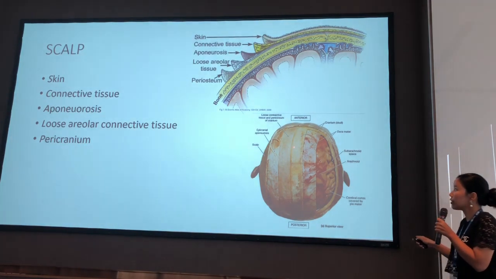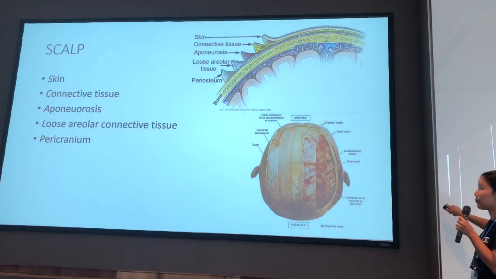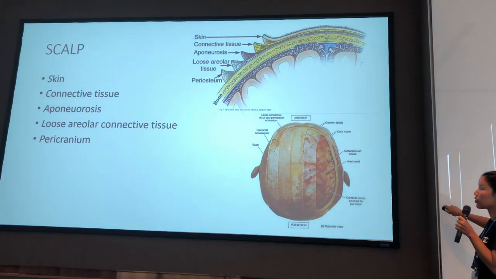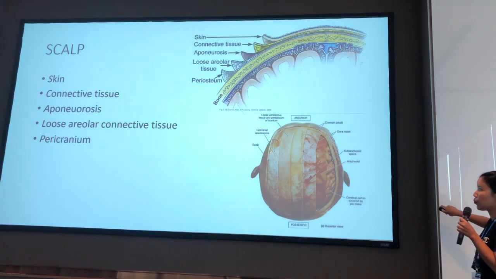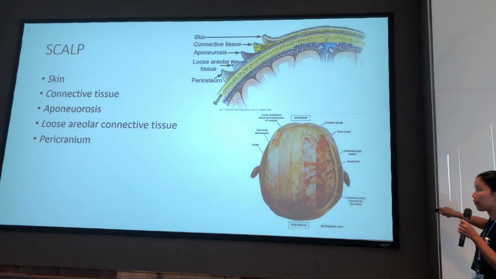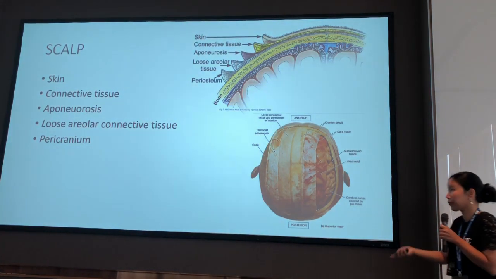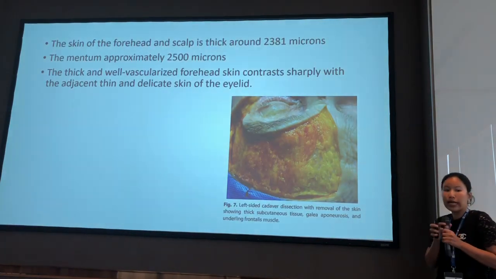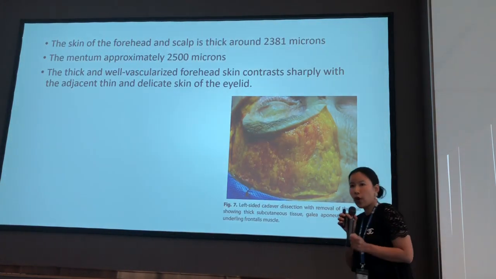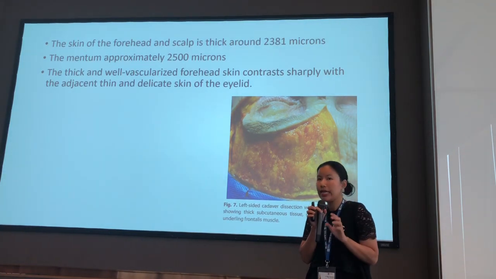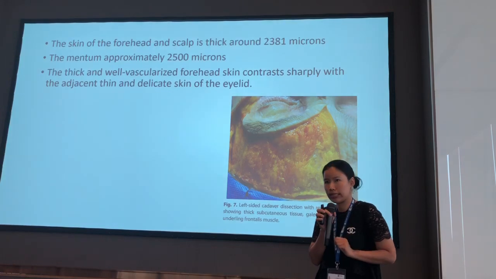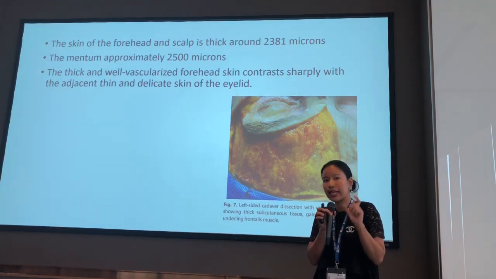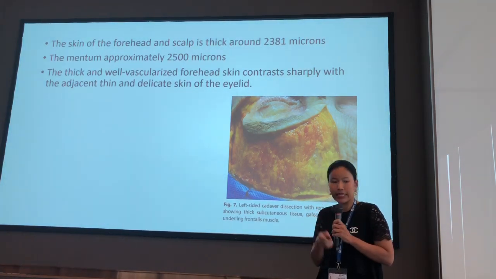And you can look here. This one is the cranium. This one is the loose connective tissue and the periosteum of the cranium. This one is the aponeurosis, and this one is the scalp skin. So the skin of the forehead is very, very thick. It's around 2,381 microns, which is nearly the thickest skin of the face, besides the mentum, which is thicker.